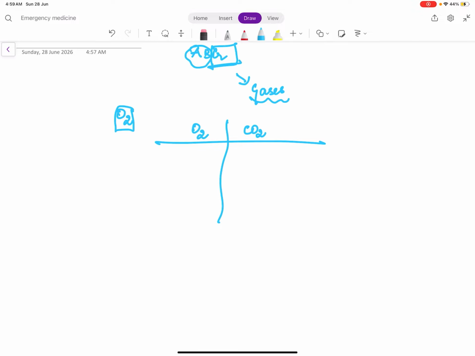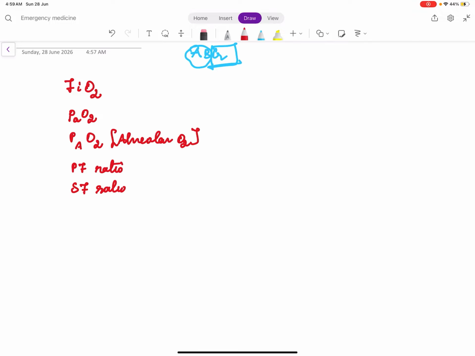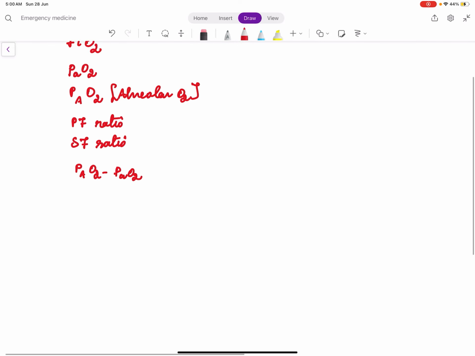Before we proceed, I'll just give a hint of what we are going to discuss today. I'll tell you what FiO2 is. What is PaO2, that is arterial oxygen. I'll tell you about a term called capital PAO2, which is alveolar oxygen. Then we have something called PF ratio. We have something called SF ratio. We have something called AA oxygen difference, arterial alveolar oxygen difference.